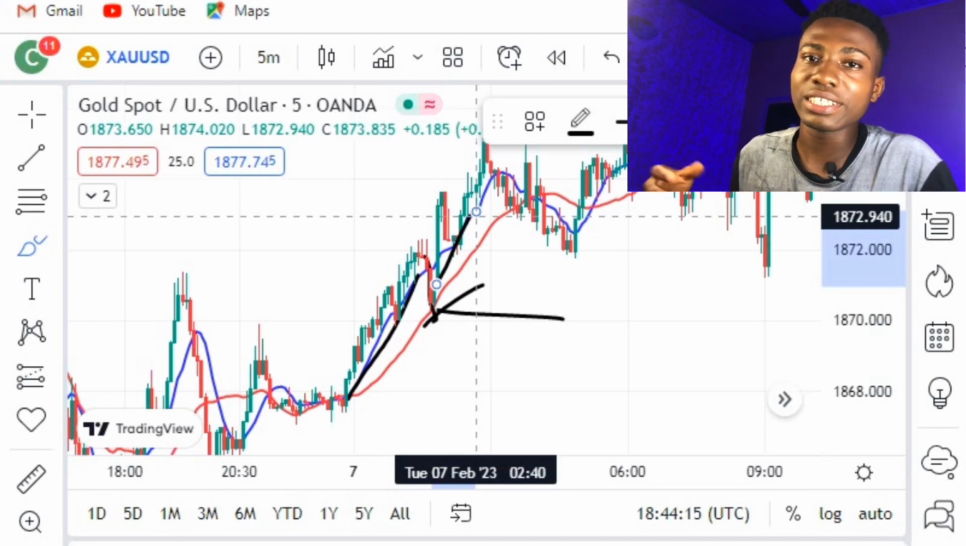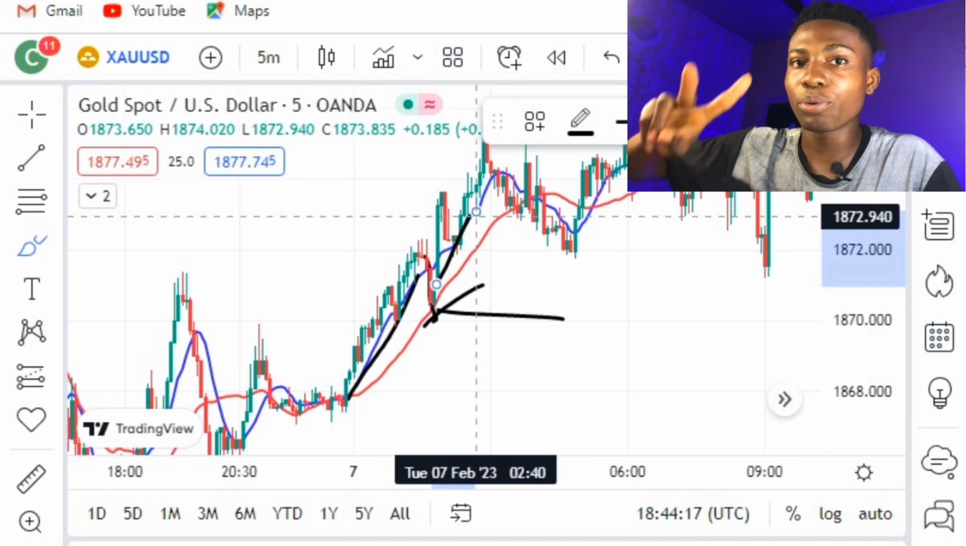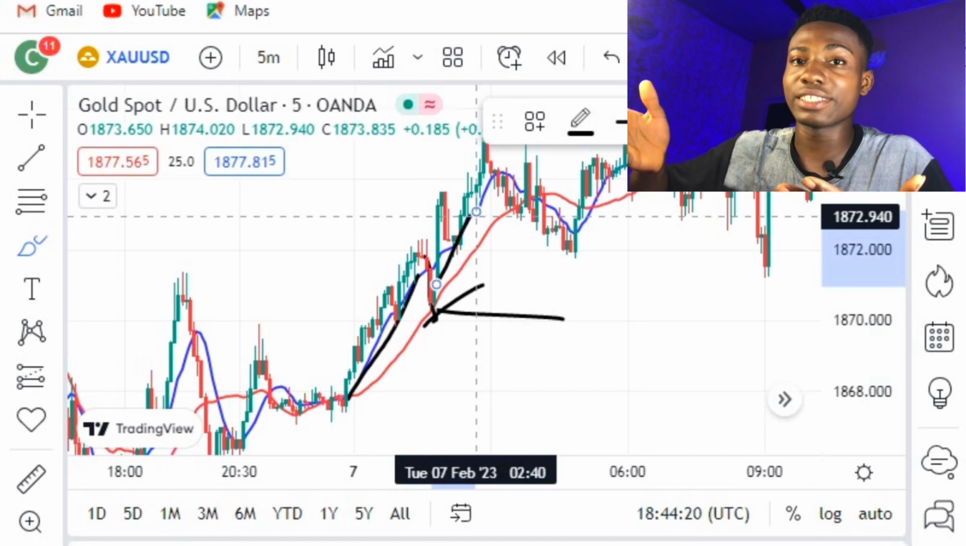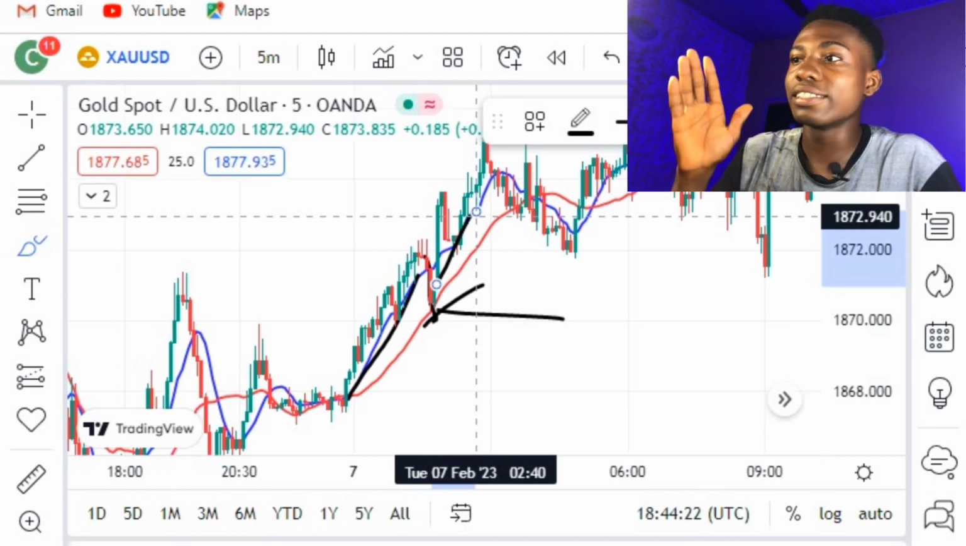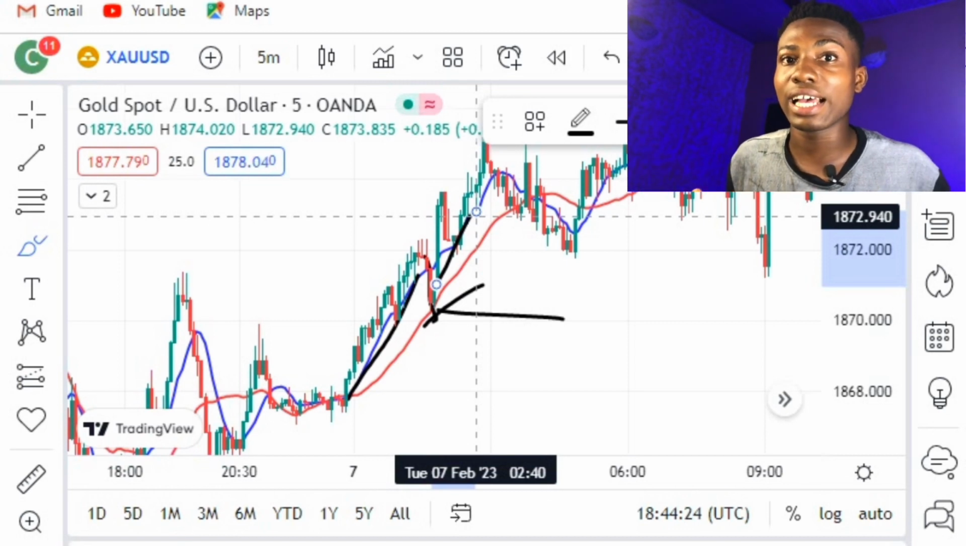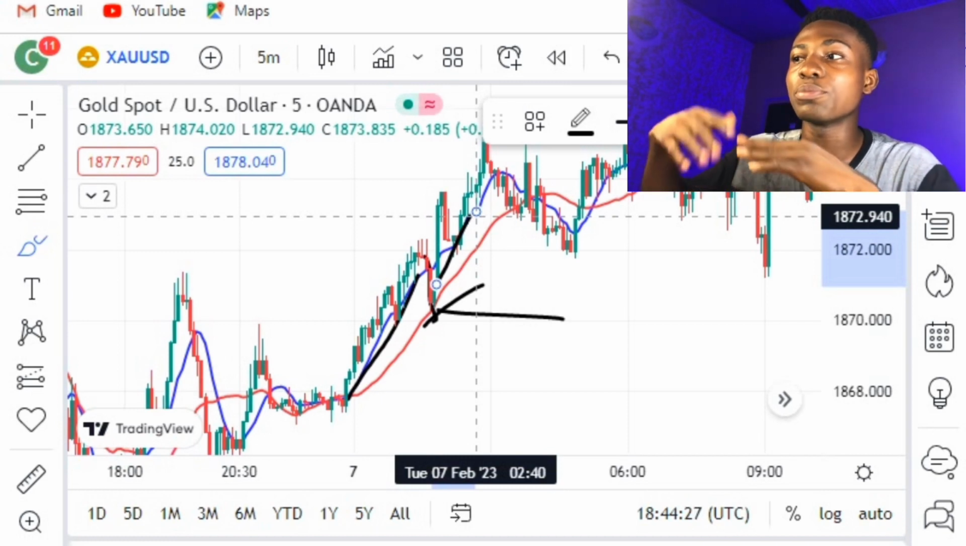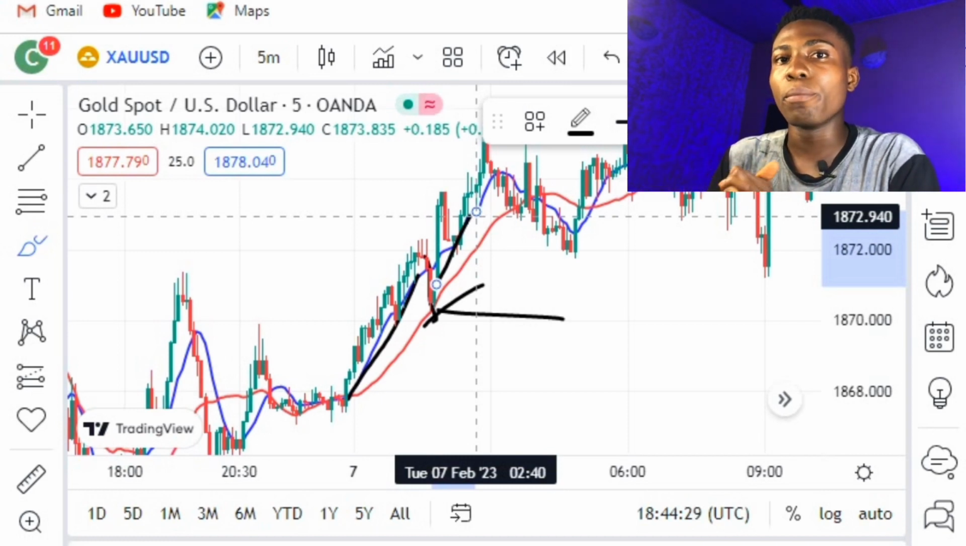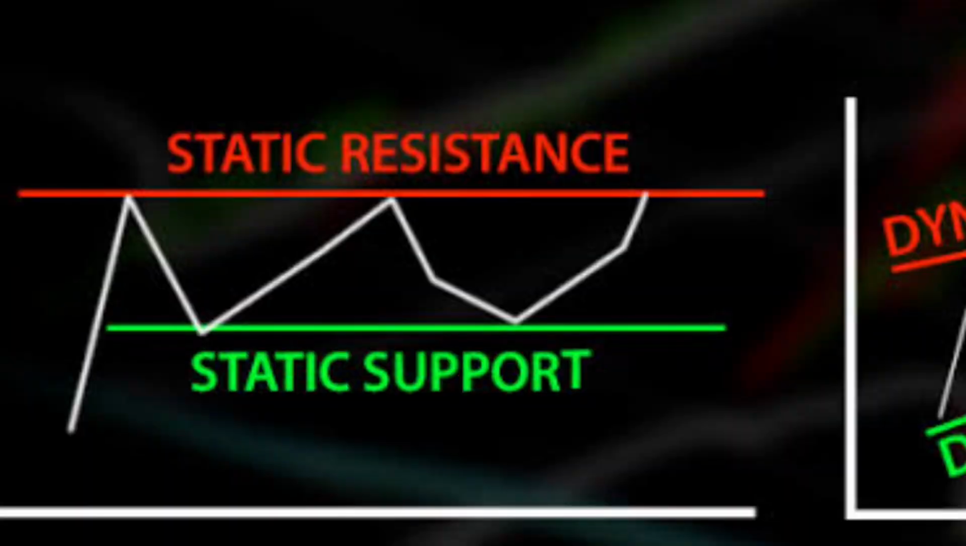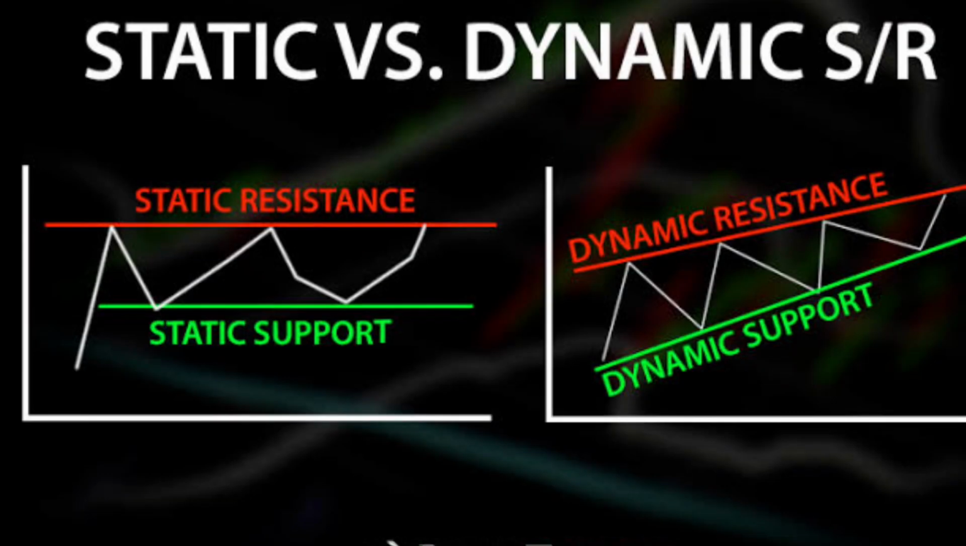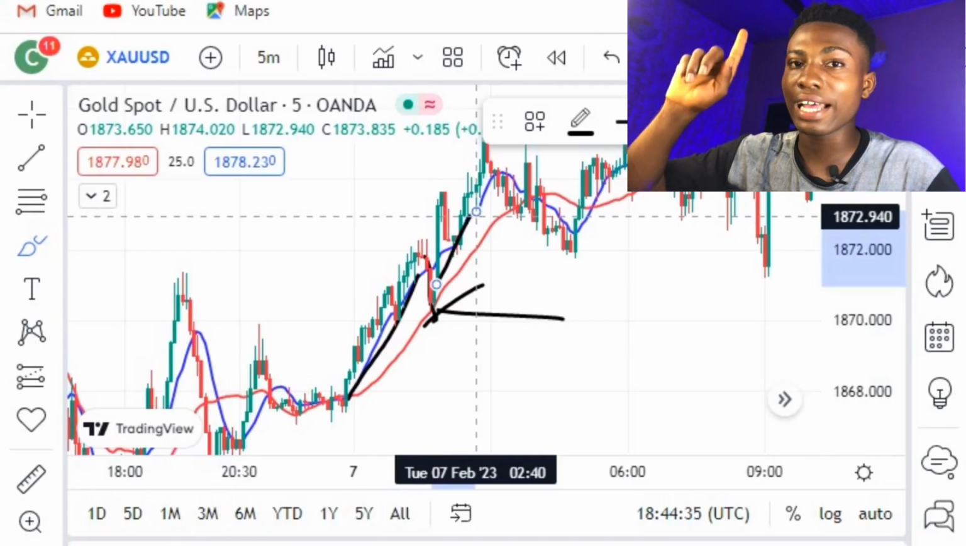Now in terms of support and resistance, there are actually two types: static support and resistance, and dynamic support and resistance. The moving average can obviously act as a dynamic support and resistance because it moves along with the market, but static support and resistance is that point where the market just stays at. So I'm going to be showing you guys how you can get that.